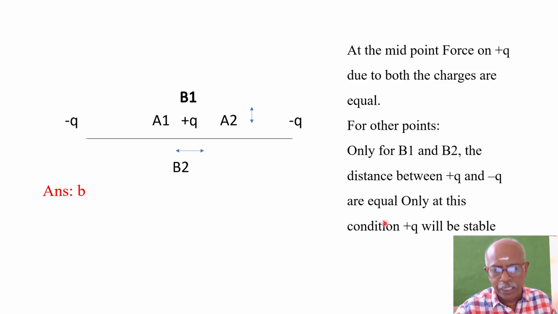It means F is equal to 1 by 4 pi epsilon naught q into minus q divided by r square. The distances may be different, but whatever they may be, only at B1 and B2 there will be stability. So only under this condition plus q will be stable. So option B is the right answer.